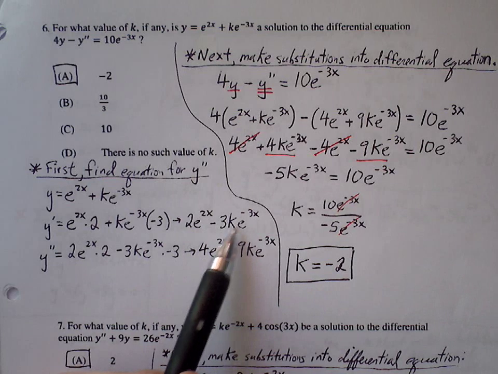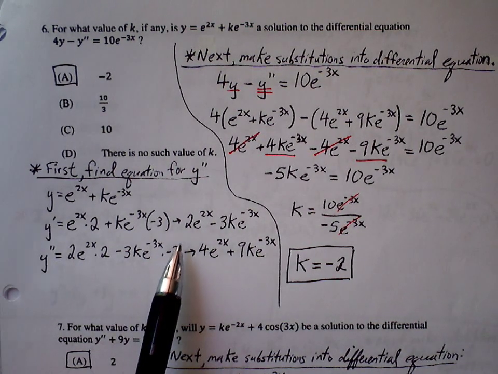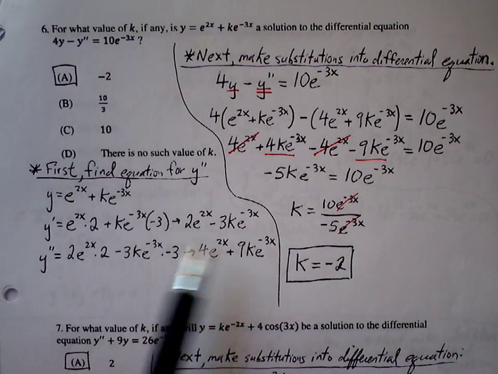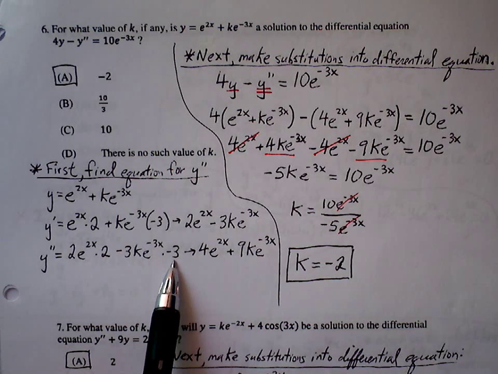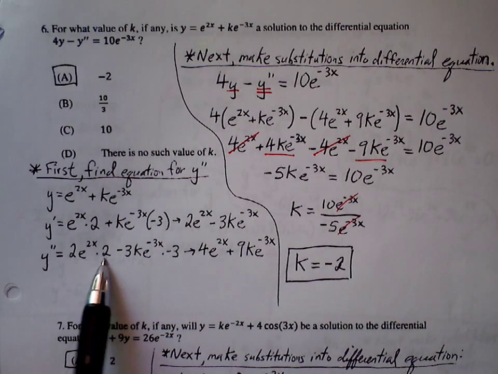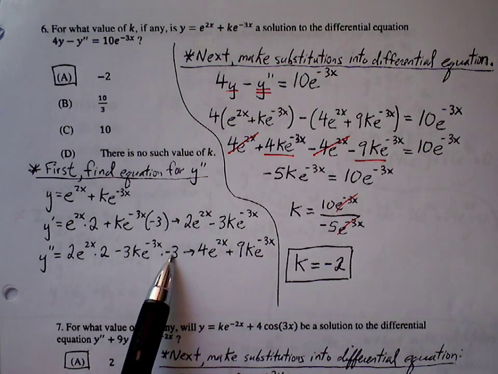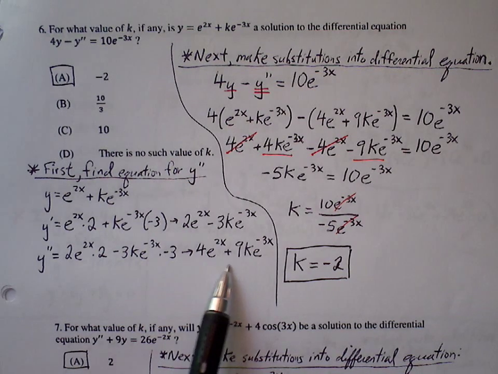So now we're going to repeat the process, find the derivative again, so we can work our way down to the second derivative. E to the 2x becomes e to the 2x times 2. E to the negative 3x becomes e to the negative 3x times negative 3. Multiply the respective coefficients together. 2 times 2 is 4. Negative 3 times negative 3 is a positive 9. So now we have our second derivative in front of us.